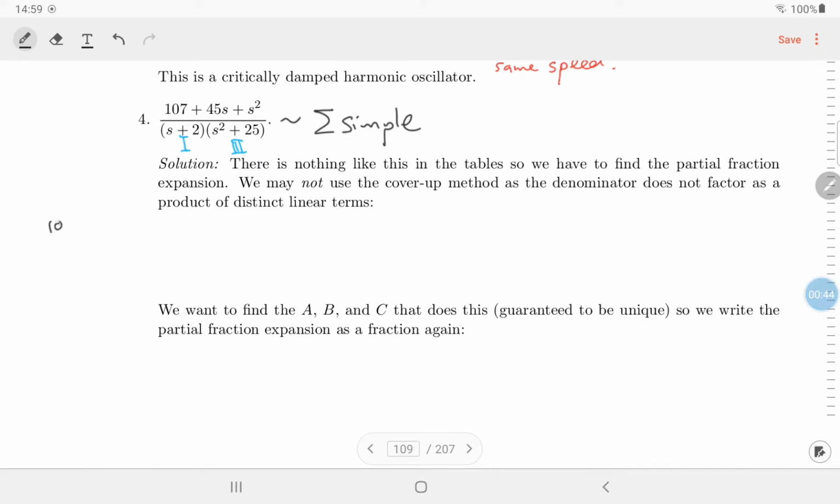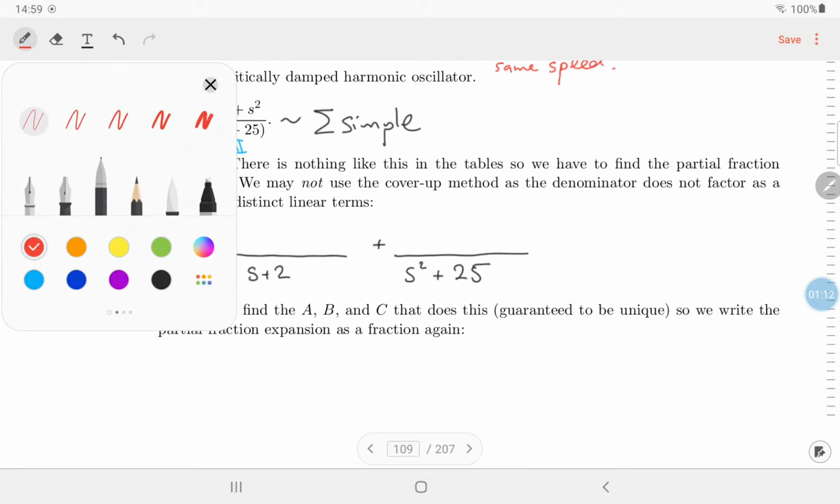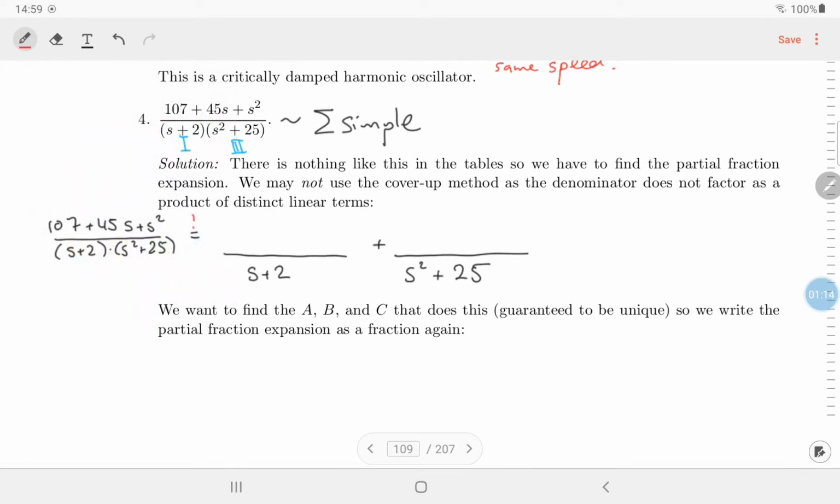So we're going to have 107 plus 45s plus s squared divided by s plus 2 times s squared plus 25 equal to, so the rule 1 is a constant over s plus 2, and the rule 3 is a constant times s plus a constant over s squared plus 25. So there, rule 1 and rule 3, you can go back and look at where they're coming from. So constant here, constant times s plus a constant here.